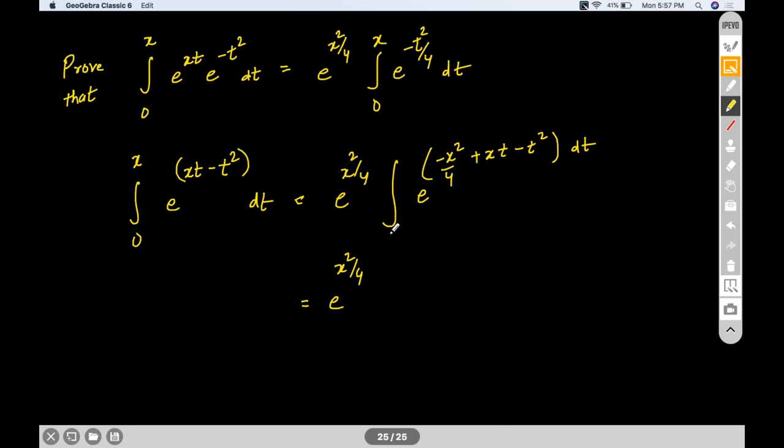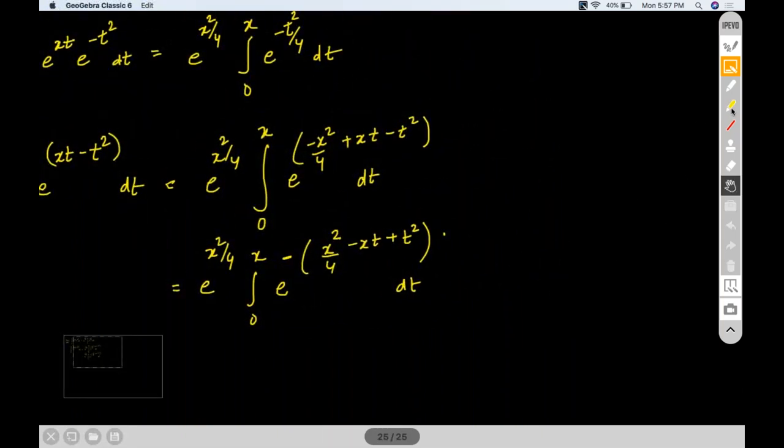Let me write it as 0 to x here. Take minus sign common. So it will be x square by 4 minus xt plus t square, dt. I should not write dt on top, it should be dt down here. So far, so good. I'm just trying to inch towards the desired expression.